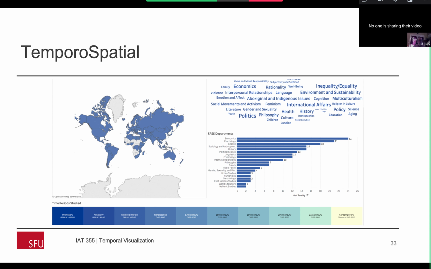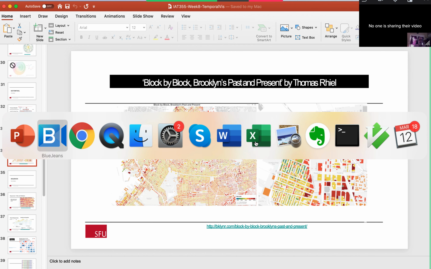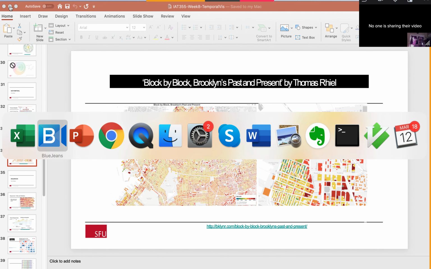Oops. Skip this one. So this one is another city-based visualization. Hold on, I'll pause sharing for a moment.